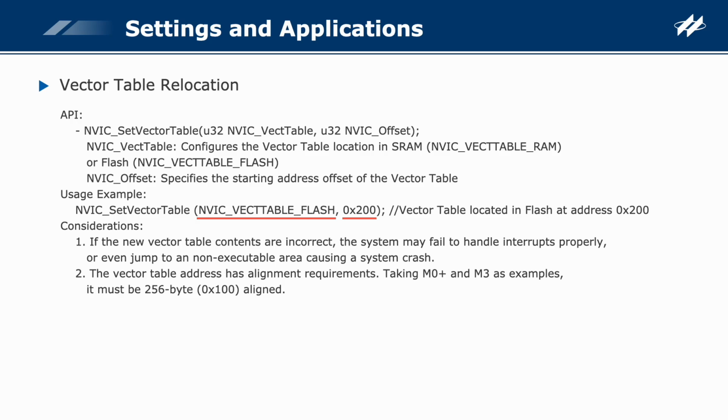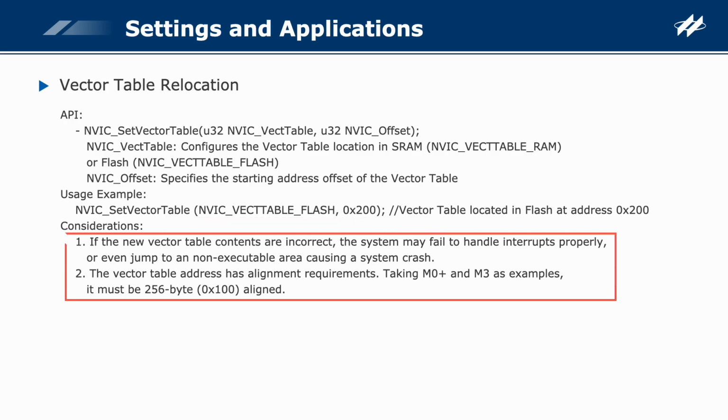When using vector table relocation, pay attention to the following points. 1. Vector table content validation. When relocating the vector table, it is essential to ensure that the content of the vector table is correct. If the content is incorrect, the system may not be able to handle interrupts properly, and may even jump to an erroneous memory area to execute, causing a system crash.